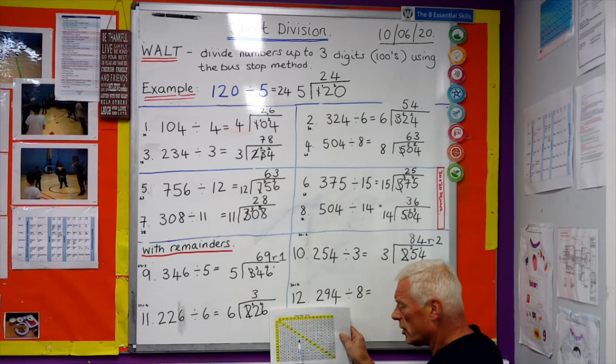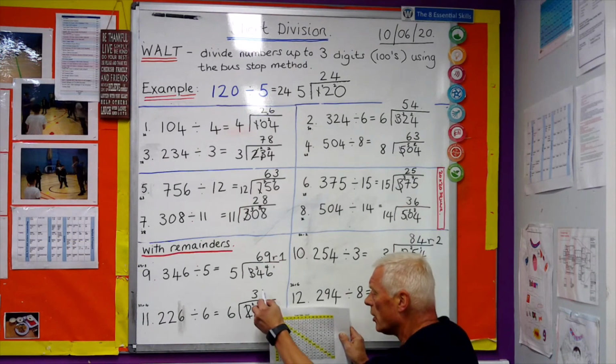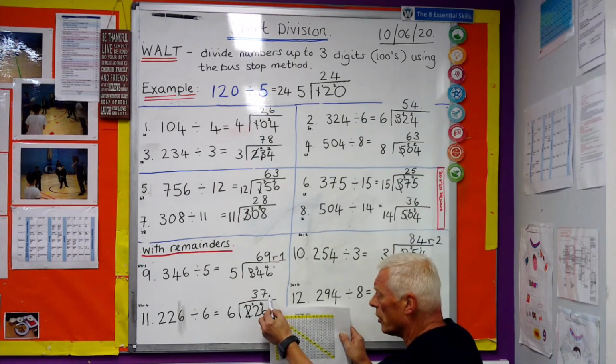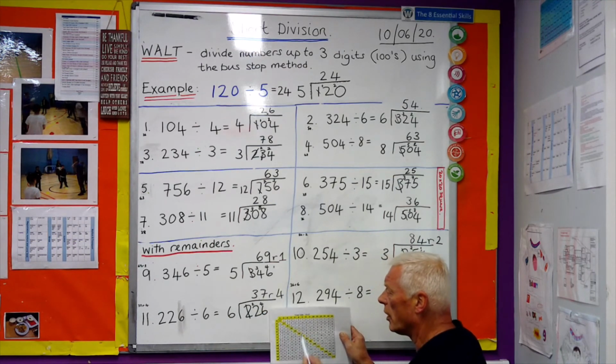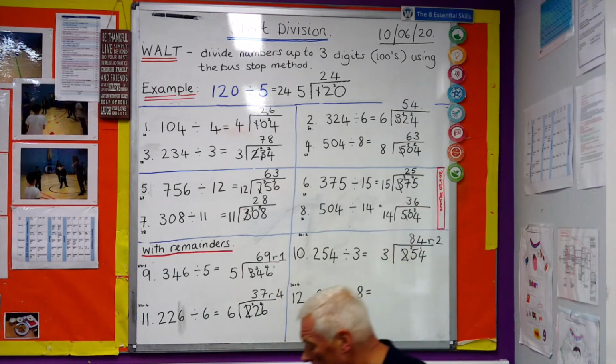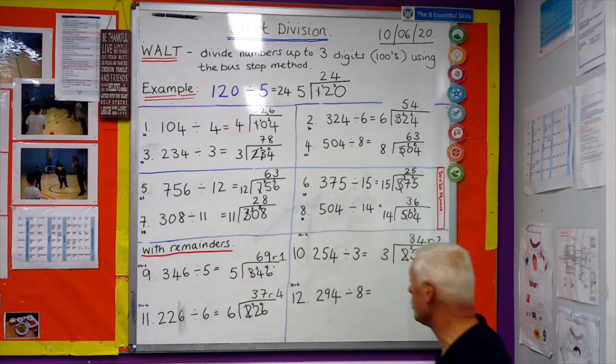8 times is 48, that's too big a number. 7 times is 42, and it's got to be smaller, so 42, it's 7 times. So I've got 7 times, it's 42, the number was 46, so I've got 4 left over. So the answer is 37, remainder 4. Okay. Last one.